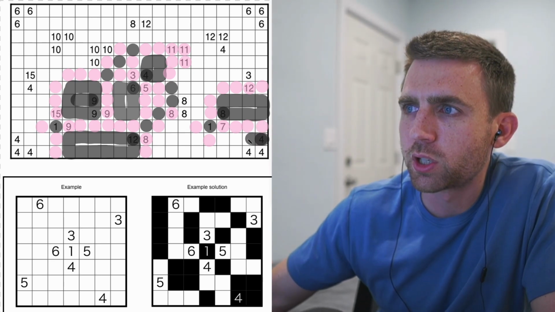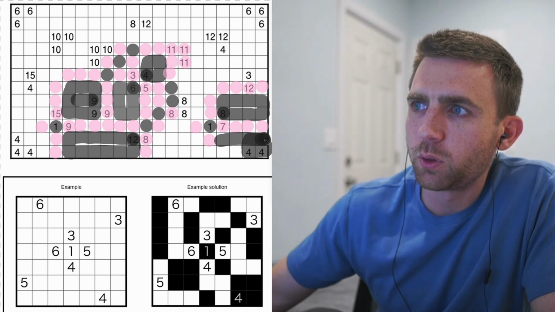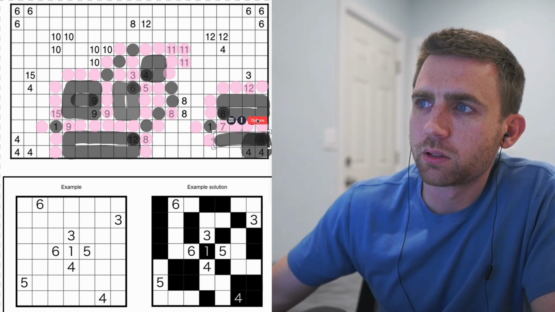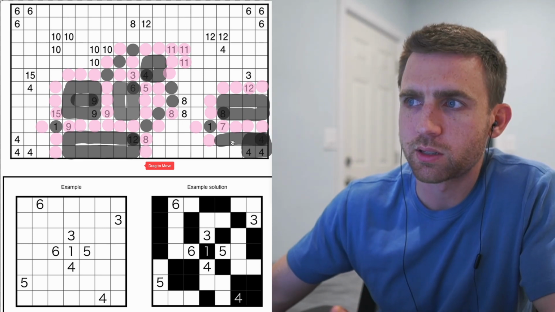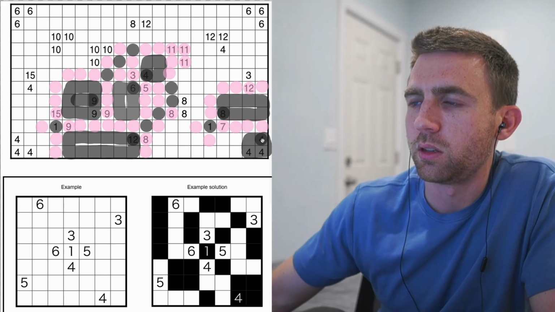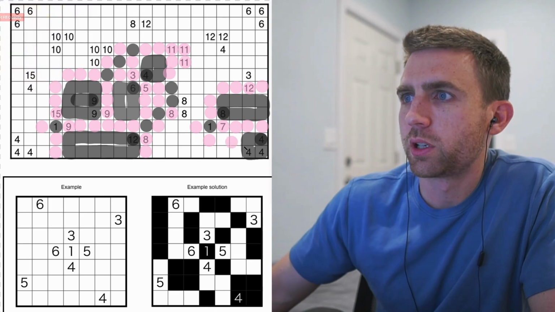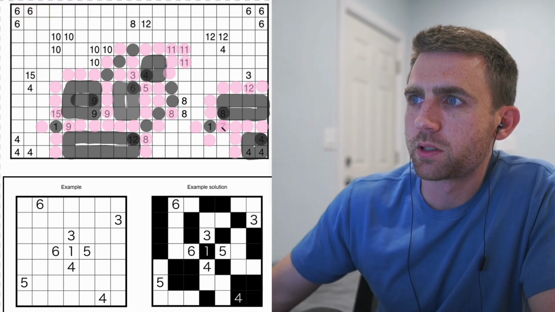The only way this can be shaded is either like this or like this. If it was shaded like this 4x1 rectangle, it would cut off the 7, and the 7 couldn't expand to be of size 7. And so we know that this is not the way to do it, and so we know it's this way. Adjacents, boom, boom. Okay, now we're at 6 for this section.